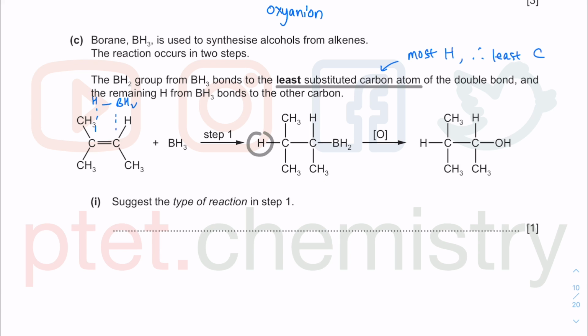Then you replace the BH2, and it becomes OH as you do oxidation. This square bracket O refers to an oxidizing agent, so you must have some sort of redox that oxidizes this group and replaces it such that the carbon gains oxygen, and this is called oxidation, gain of oxygen on the carbon. What type of reaction is step 1?